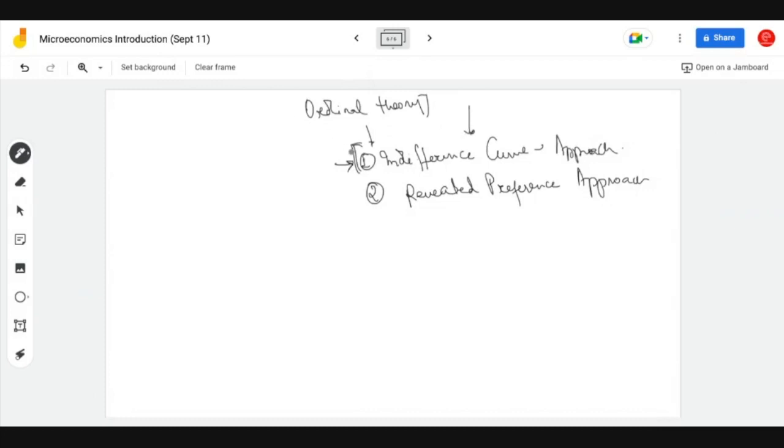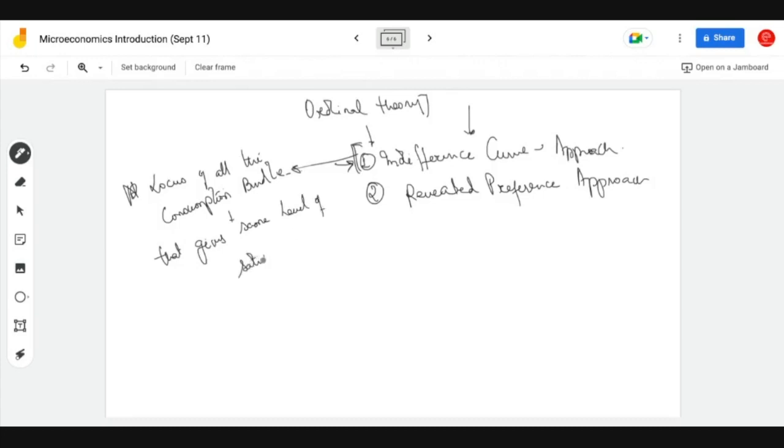So when we are talking about the indifference curve, what we discussed previously is that this is nothing but the locus of all the consumption bundles that give the same level of satisfaction.